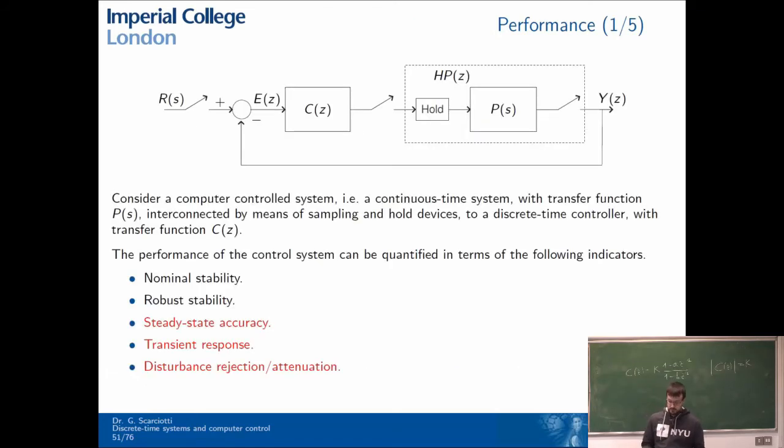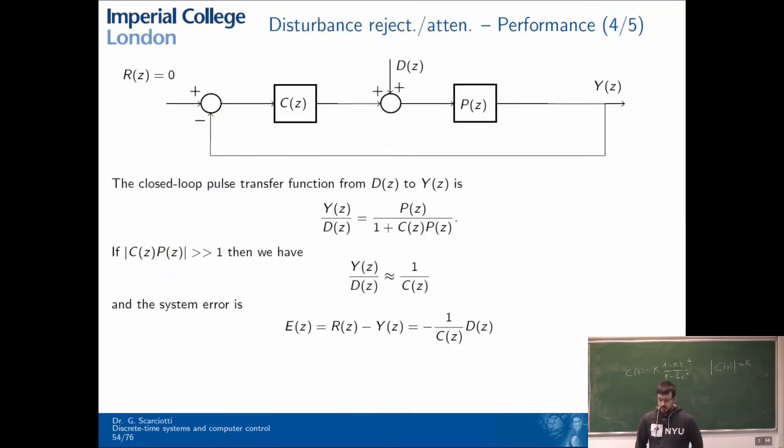So in the previous lecture we have covered stability, we have now covered steady state accuracy, and we have talked about the transient response. Now the last topic that we cover is the disturbance rejection and attenuation. So let's consider this case. We have a discrete time system in which we have a controller C of Z and the plant P of Z. In this scenario we are assuming that there is a disturbance between our controller and our plant.